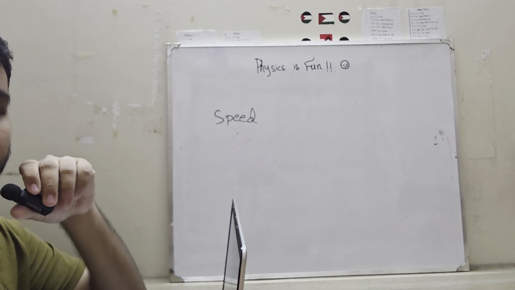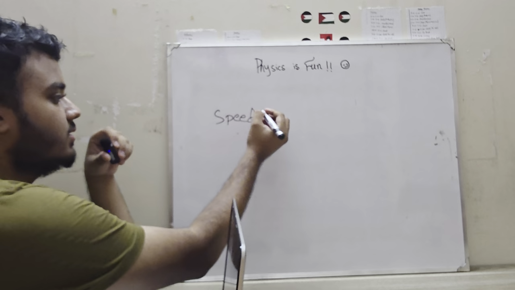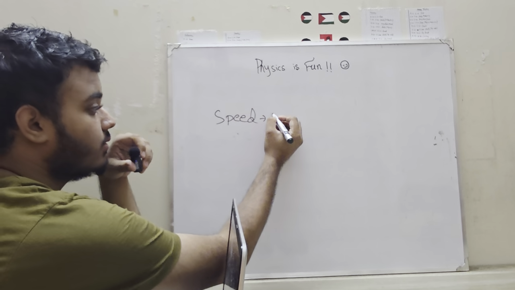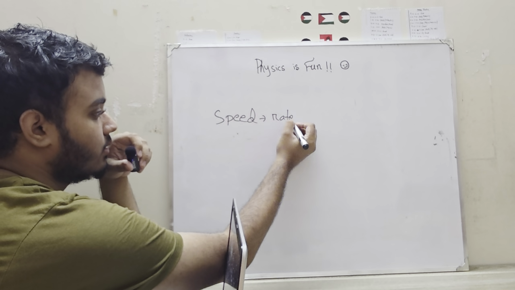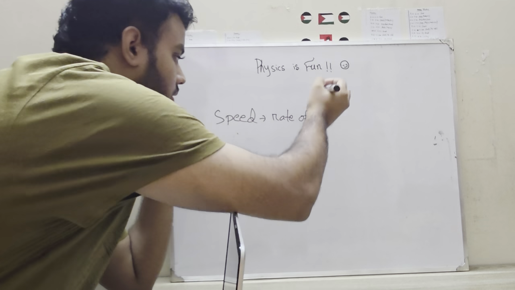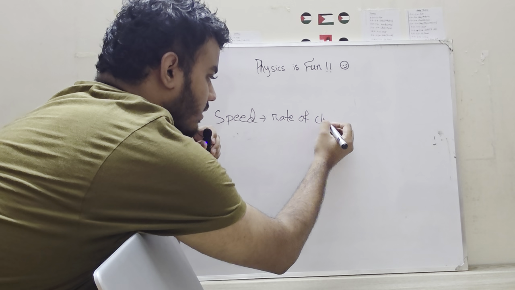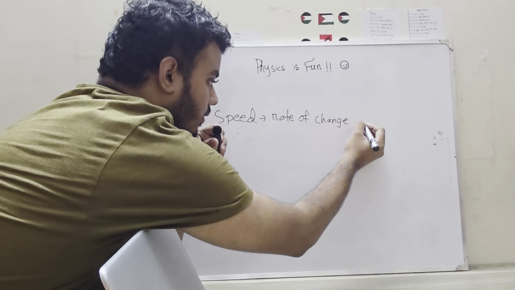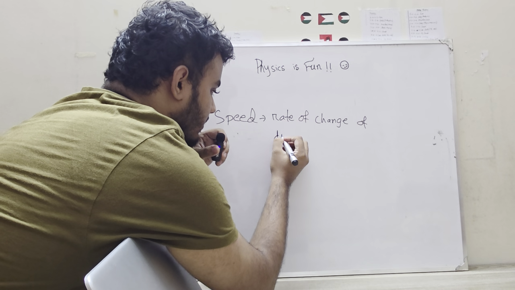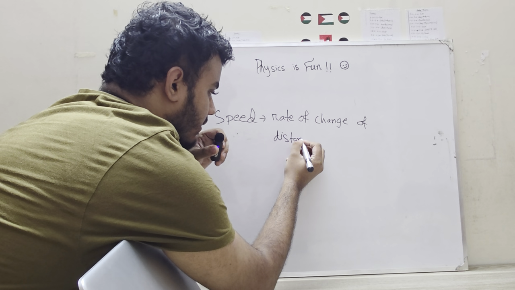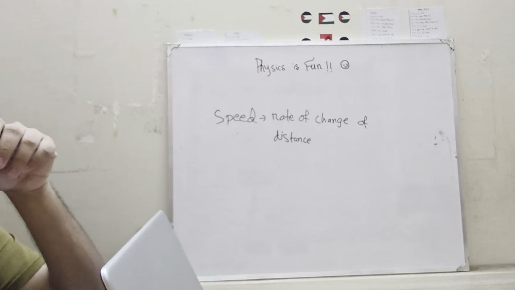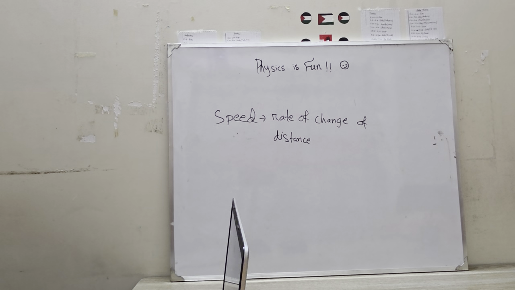Speed is the rate of change of distance, which means speed indicates in a second, or a unit time, how much distance can be covered by a body.